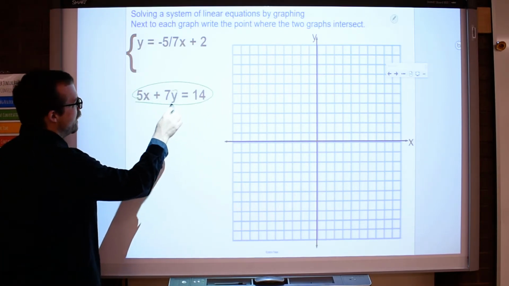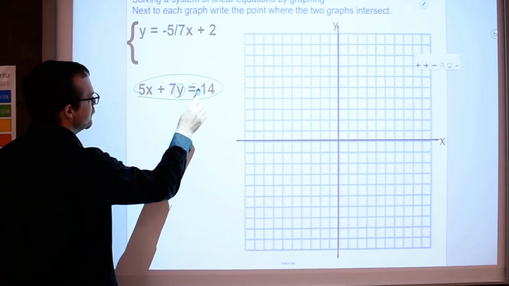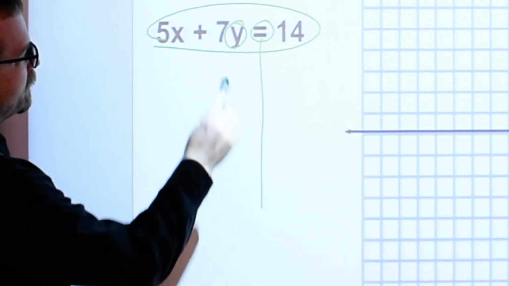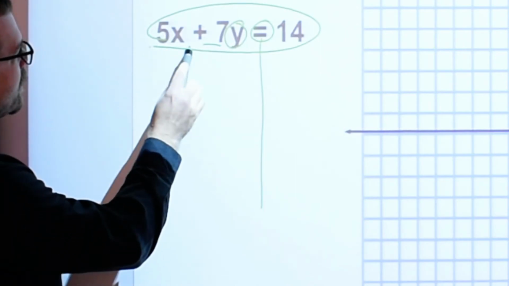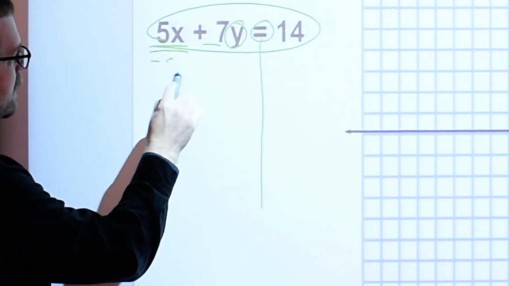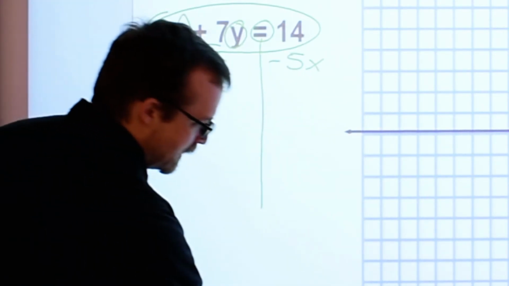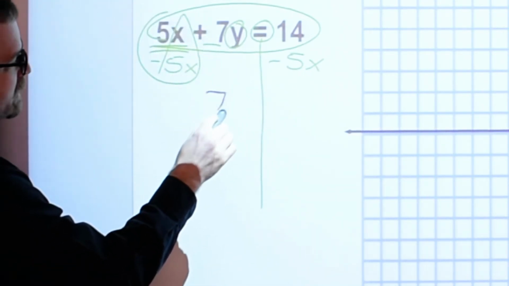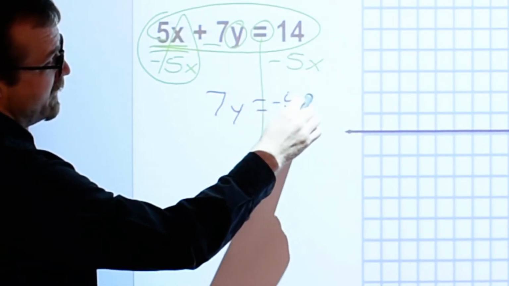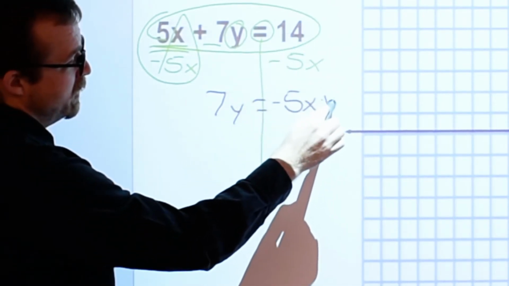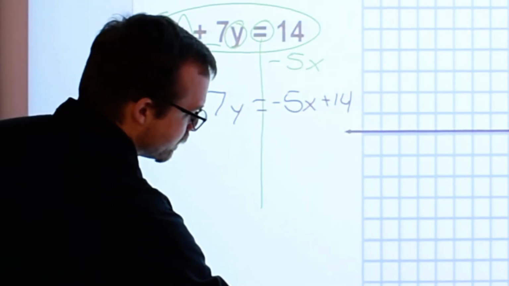Let's see here, I need to get the y alone, right? Again, I've got to get rid of that coefficient, and get rid of that constant first. Minus 5x from both sides, and that'll go away for us. Let's bring down everything else really quick. It's a negative 5x, and that is a positive 14, so plus 14.